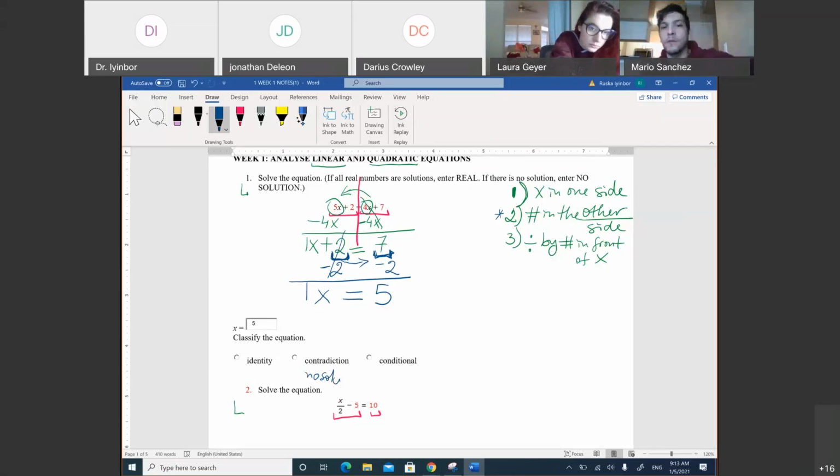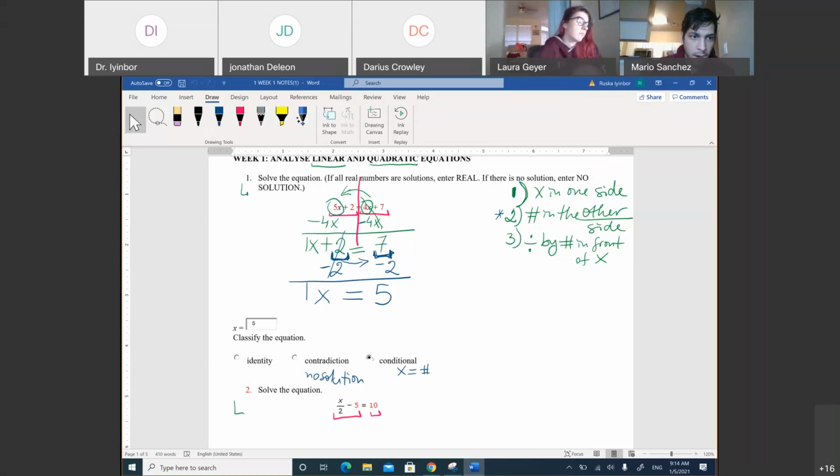We have a solution here. And if you get x equals a number, this is conditional. So the type of equation is conditional. So technically, for linear equations, there are 3 types: identity, contradiction, and conditional. And after you solve it, you can know which one it is.